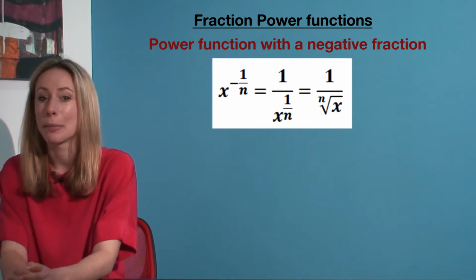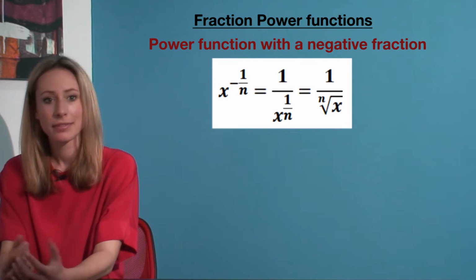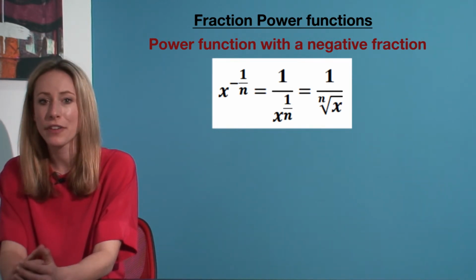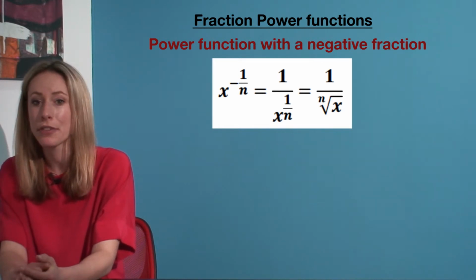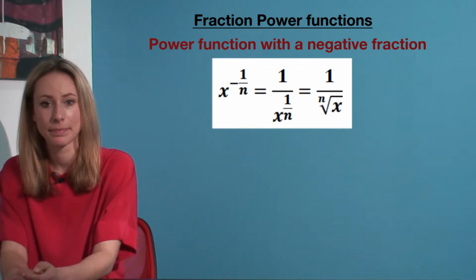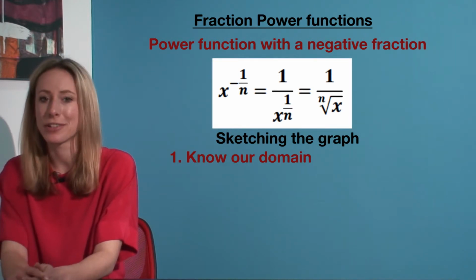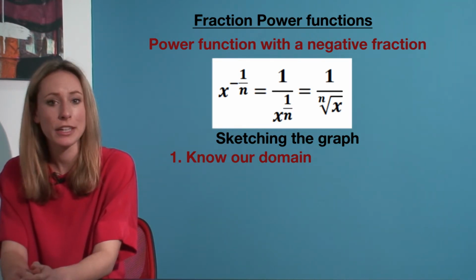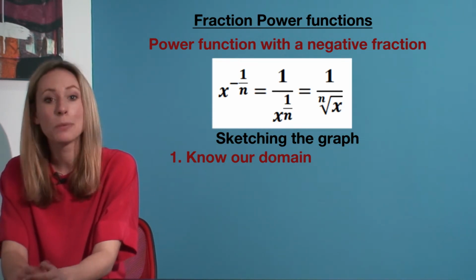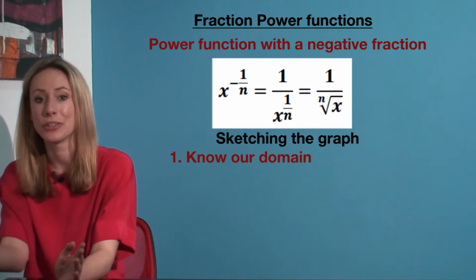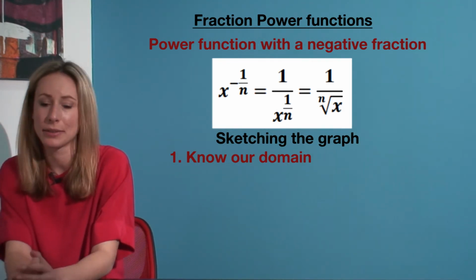Now, we'll take a look at the most complex case, x to the power of a negative fraction. This can also be written in the form of 1 over x to the power of 1 over n, or 1 over the nth root of x. The first step is to know our domain. So, we need to identify if n is even or odd. If n is even, the domain will be 0, not included, to infinity. And if it is odd, all real values bar 0.